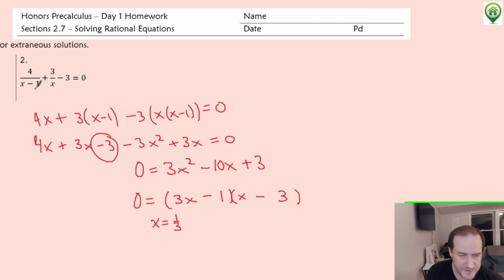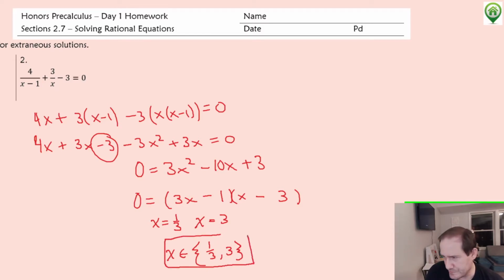So there's my correctly factored answer, and I can see that my solutions are going to be positive a third, which is not extraneous, because the only extraneous values would have been positive 1 and 0. My other solution is positive 3, which is not extraneous. So we'll say x is an element of the set containing both of those. Those are both zeros of this function, or solutions to the equation. So there, those are my solutions. Moving on.